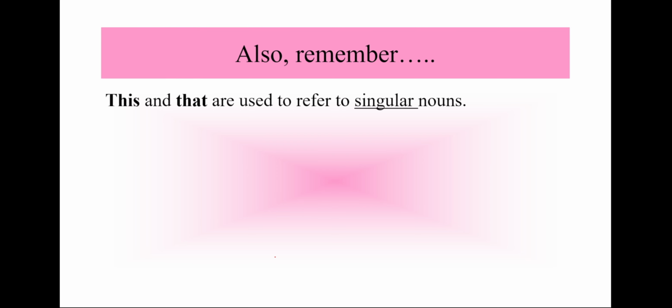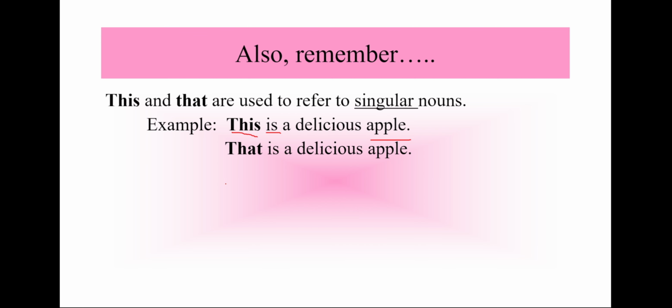The first thing you should remember is that "this" and "that" are used to refer to singular nouns. Apple. "This is a delicious apple." You realize that "this" is singular, the verb is singular, and "apple" is a singular noun. So you have a singular demonstrative pronoun, a singular verb, and a singular noun. The next one is "That is a delicious apple," which is the same. "That" is singular, "is" is singular, and "apple" is singular.